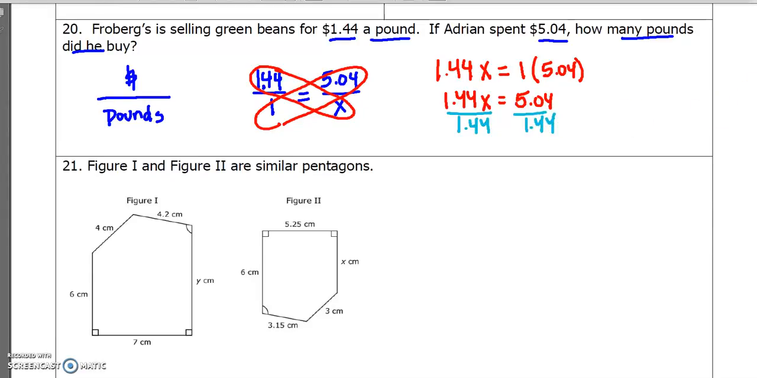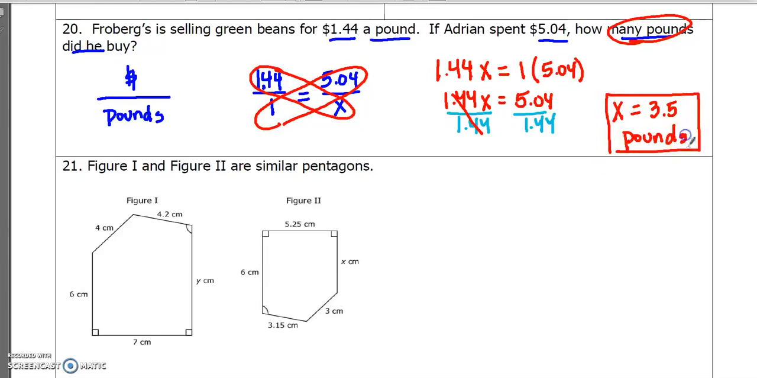So the 1.44 is canceling on this side. It leaves my x. And when I do 5.04 divided by 1.44, I come out with 3.5. And remember, that's the pounds. So we're going to write pounds, our unit of measure, needs to go in our answer. So 3.5 pounds.